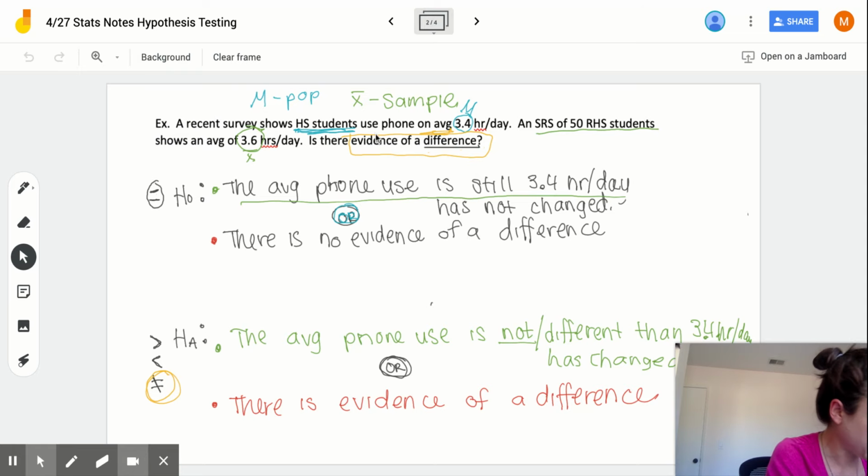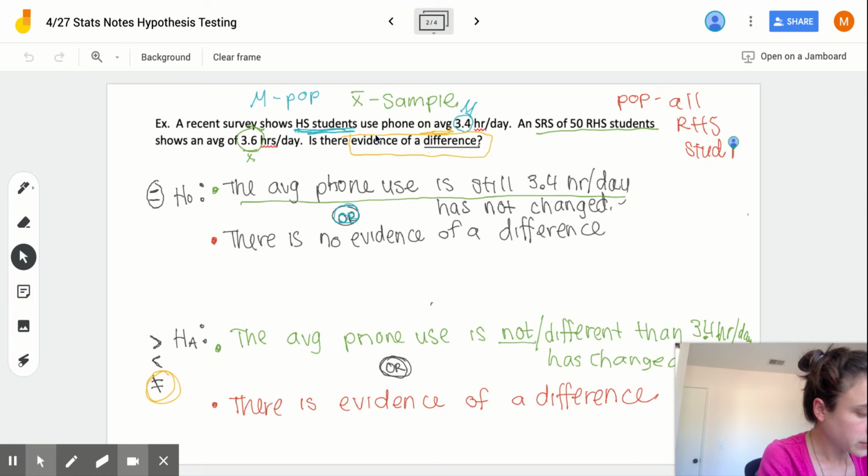What is the population in this problem? If you don't know what the population is, it's kind of hard to do it. So the population in this problem is all RHS students, everyone who attends RHS. That's the population, okay? So you want to make sure you correctly identify which one is mu and which one is x bar. This is a mean problem.